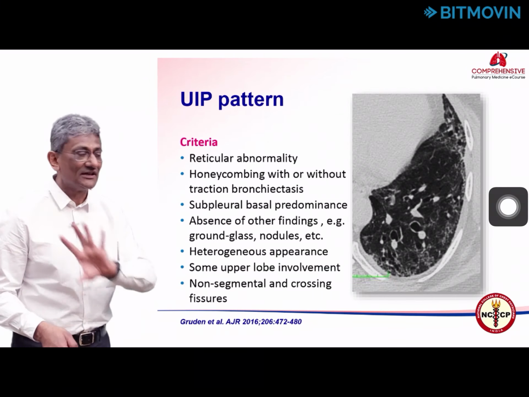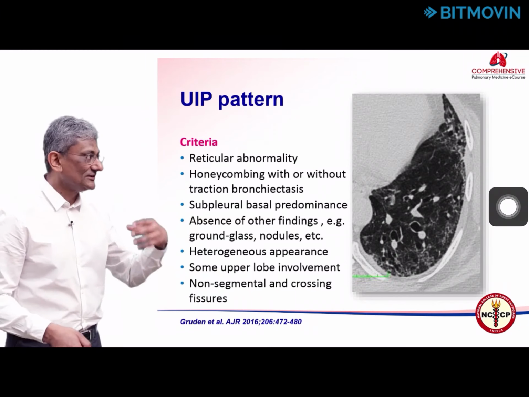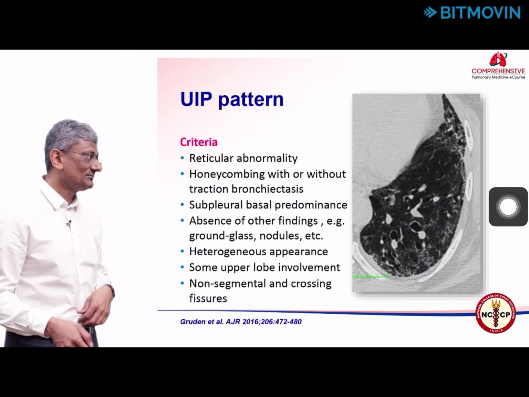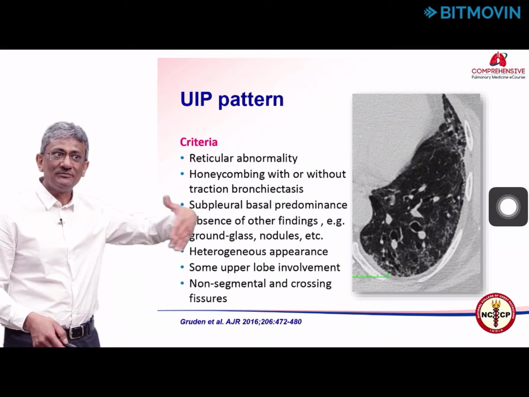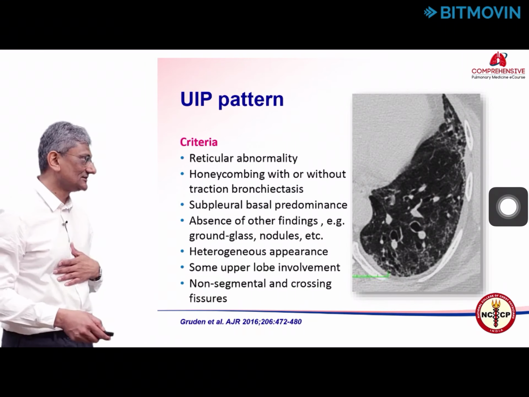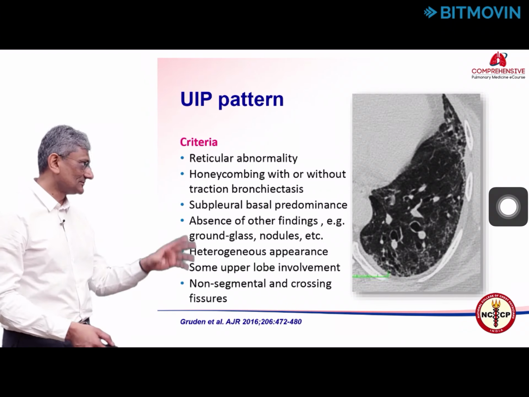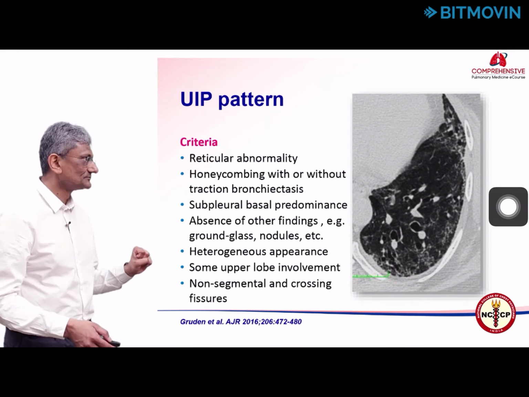There will be no ground glass, there will be no nodules, etc. And Gruden and his colleagues also added that it should be heterogeneous, which we would expect in IPF. There will always be some upper lobe involvement. Typically, that would be in the non-dependent anterior portion. So, you get the propeller sign on sagittal images, and it would be non-segmental and would cross fissures. But this is what you see with a classic UIP pattern as well.